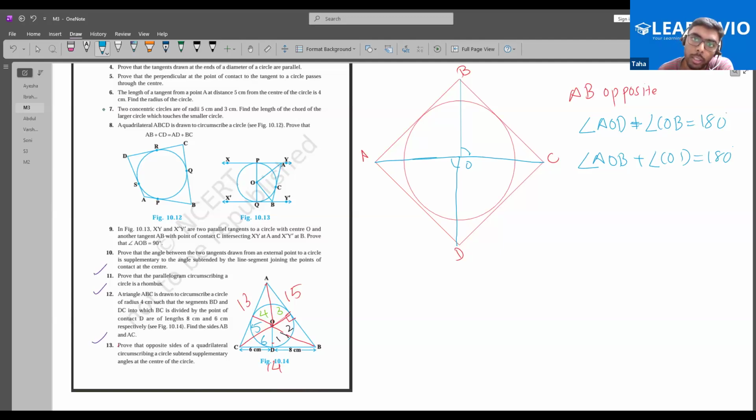All right, so let us look at how we will prove it. They are subtending supplementary angles at the center, meaning we will add them, then that will become 180 degrees. Okay.